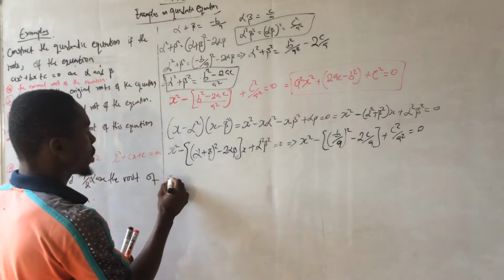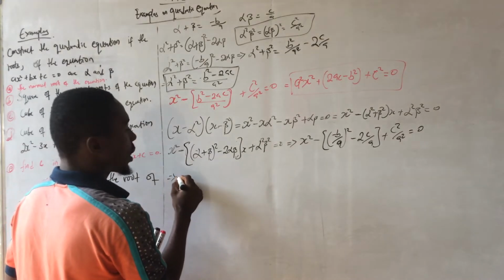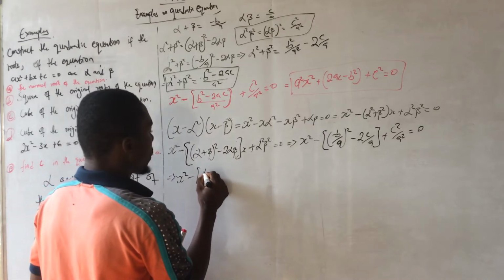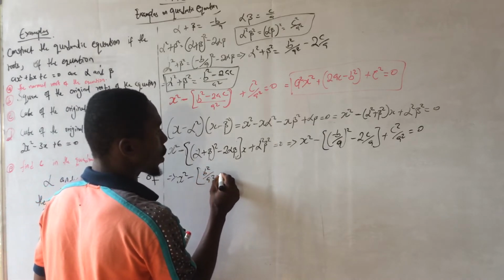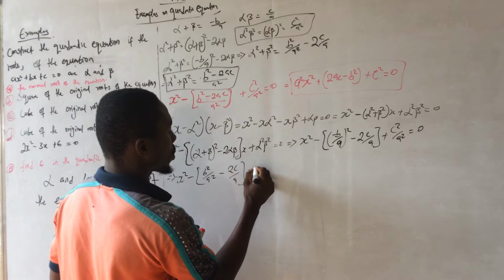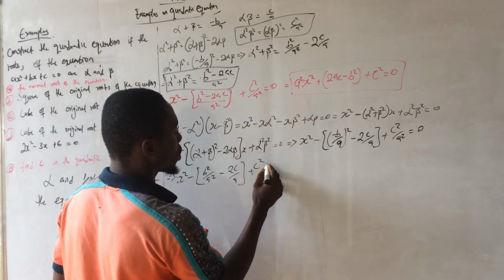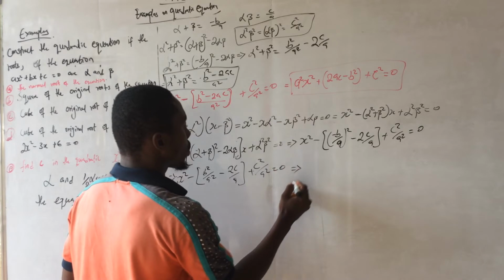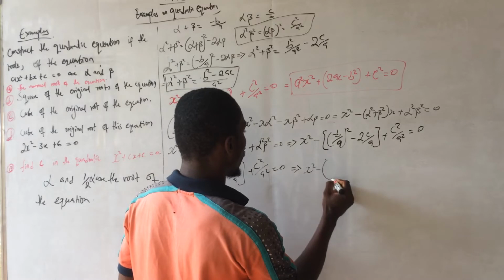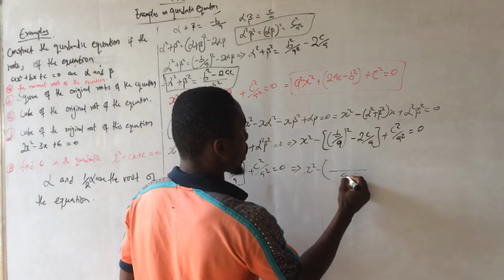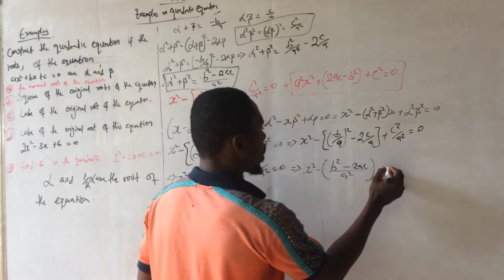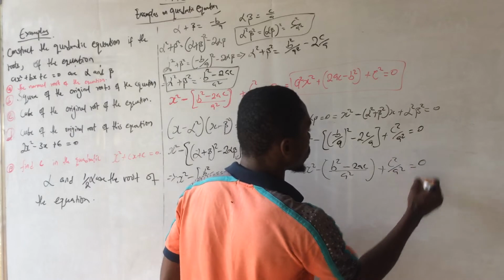So the next one we're going to do, this implies that x squared minus (b squared over a squared minus 2c over a) plus c squared over a squared is equal to 0. So that implies that x squared minus (b squared minus 2ac plus c squared) over a squared is equal to 0.